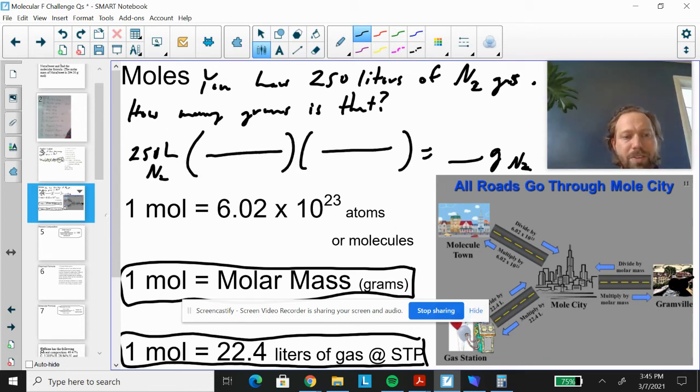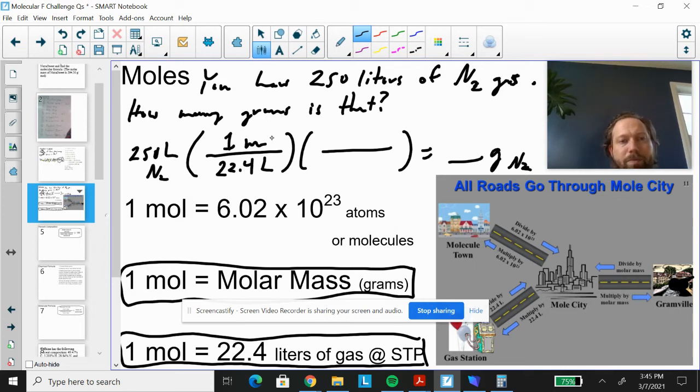We have liters on the multiplying, so we're going to divide by liters to get rid of them, 22.4 of them to be exact. That's equal to 1 mole. Now, I can cross out my liters, and I'm in moles. Now, the next fraction is the second conversion factor, and now I have moles multiplying on top, so I want them down on the bottom to get rid of them. This conversion factor is 1 mole equal to the molar mass.